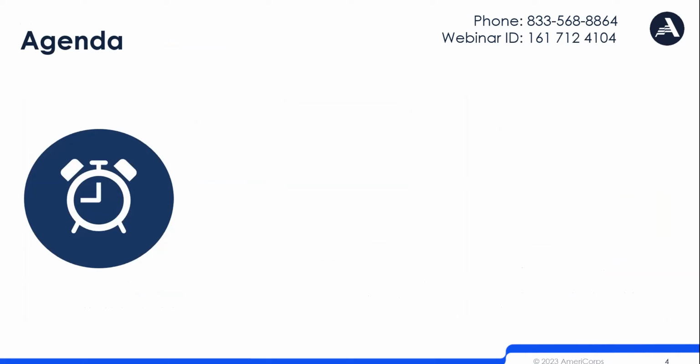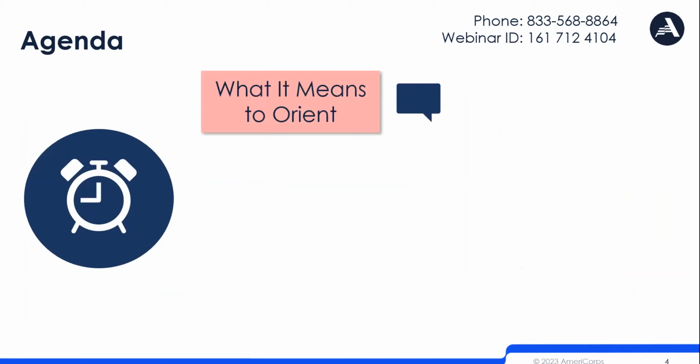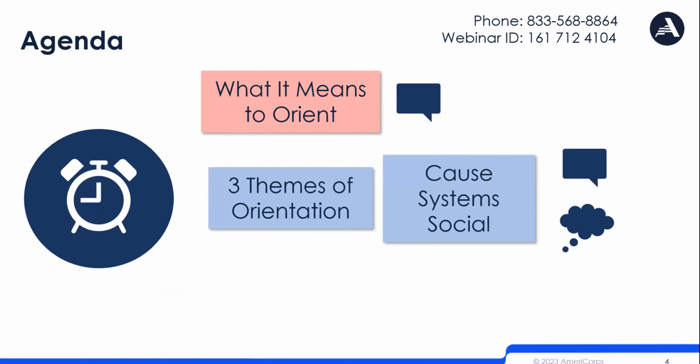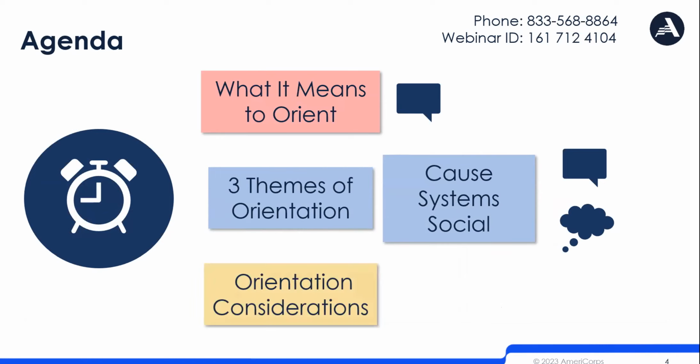Here's what we plan to cover in this webinar. We'll start by looking at what orientation is and why it matters. We'll have a chat activity to engage with this content. We'll spend the majority of time exploring 3 orientation themes, those of cause, systems, and social orientation. We'll share examples of each and spend some time engaging in a few activities to gather and share your ideas. And finally, we'll briefly talk about things to consider when planning an orientation.